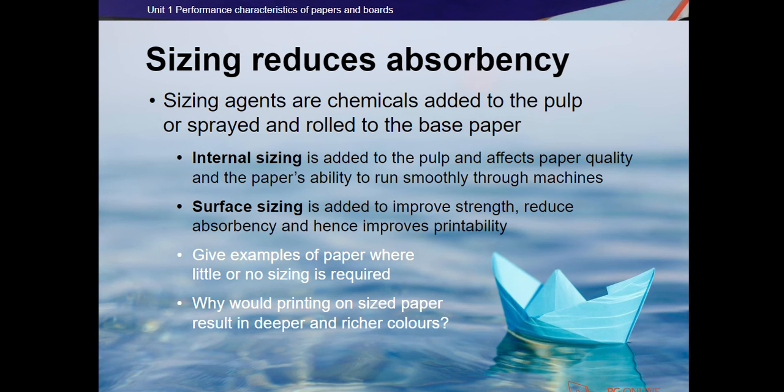Sizing reduces absorbency. So sizing agents are chemicals added to the pulp or sprayed and rolled onto the base paper. Internal sizing is added to the pulp and affects paper quality and the paper's ability to run smoothly through the machines with calendaring. And surface sizing is added to improve strength, reduce absorbency, and hence provides printability.